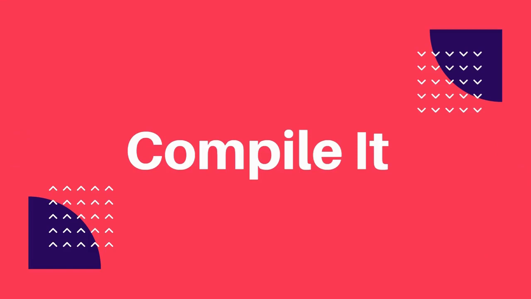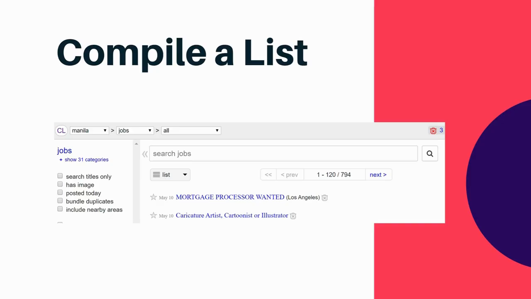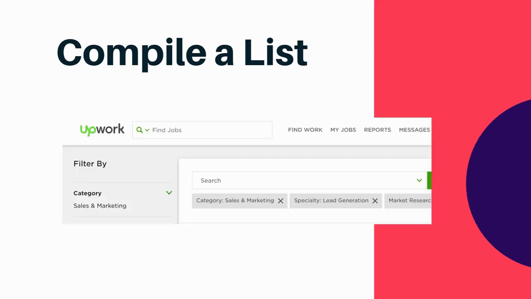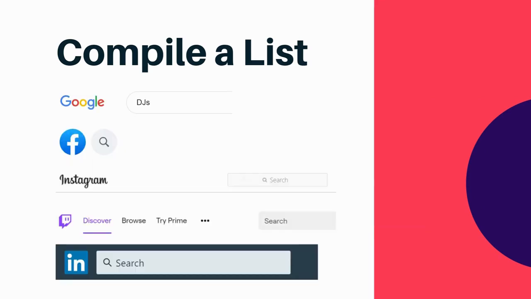Instead of renting a list, you could compile one. Here, for example, you could find someone on Craigslist in the Philippines to build a list for you. You could also hire someone using Fiverr. Upwork is another great way to find contractors for list compiling. You could also compile a list by doing searches yourself or paying someone to do it for you.